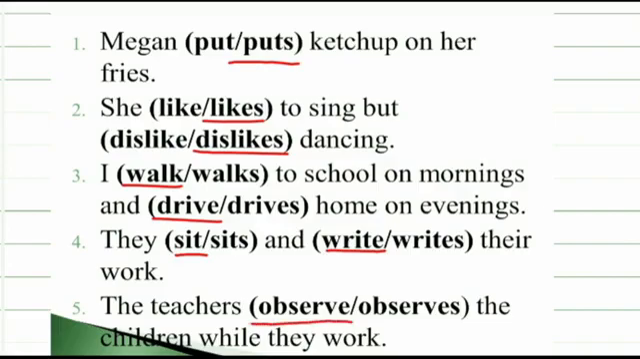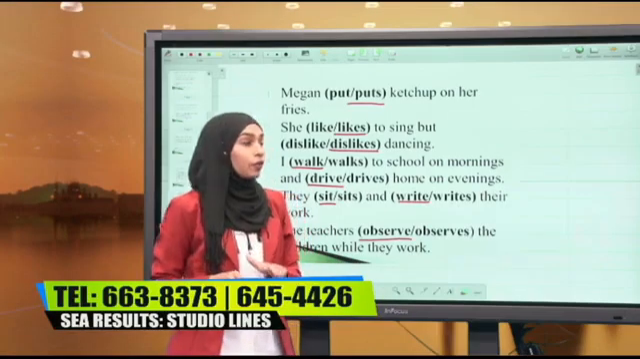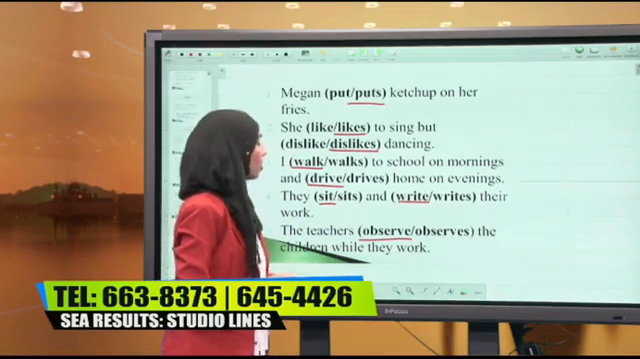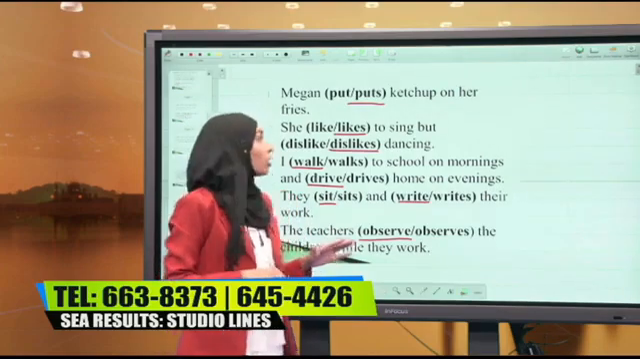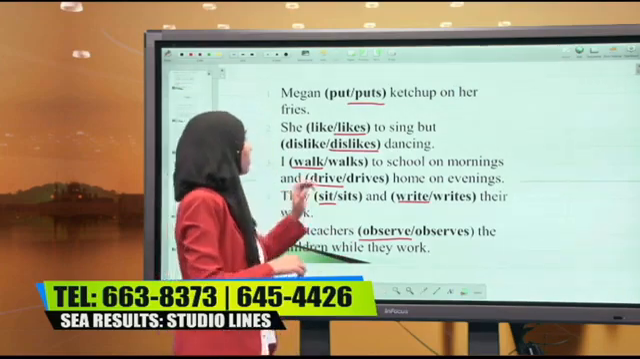Tell me why you chose observe. Because teachers is plural. Exceptional job. Job well done. Thank you so much for calling, okay? So the teachers, you have a plural subject there, so it is followed by a plural verb. So the teachers observe the children while they work. Thank you so much for all those calls and correct answers.